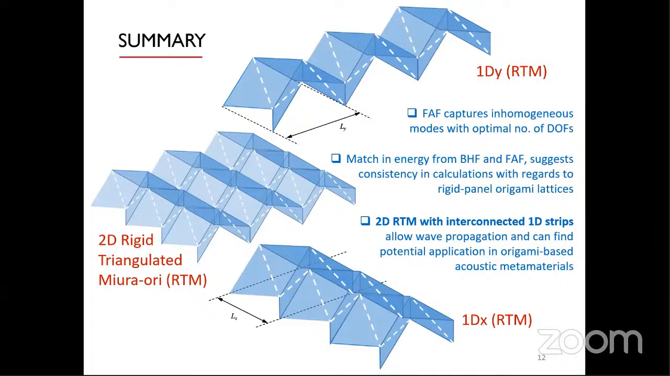allow wave propagation. Deformations in rigid panel origami are guided entirely by folding at creases, hence the proposed folding angle formulation captures kinematics of RTM lattices more efficiently and with fewer degrees of freedom.